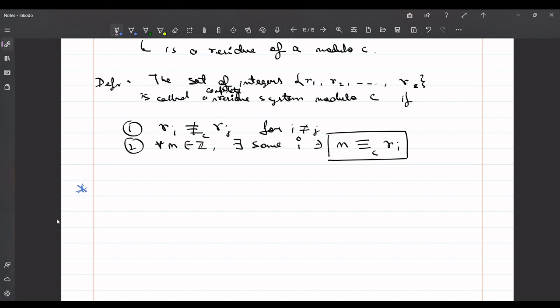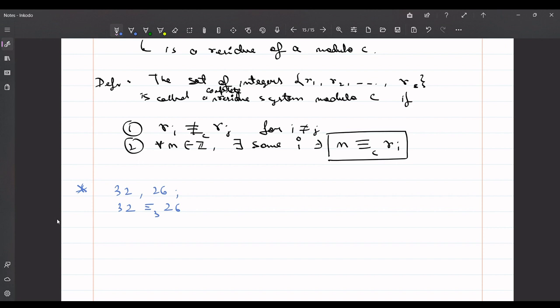Let me take 32 and say 26. Okay, and we take modulo 3. So 32 minus 26 is 6, which is divisible by 3. So 32 is congruent to 26 modulo 3. Okay.